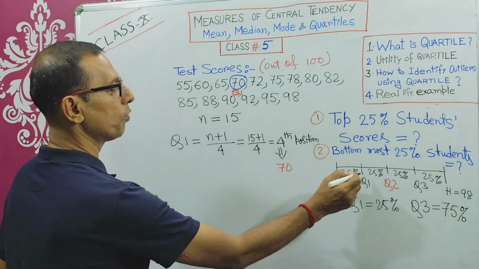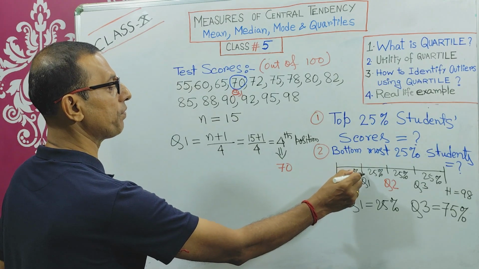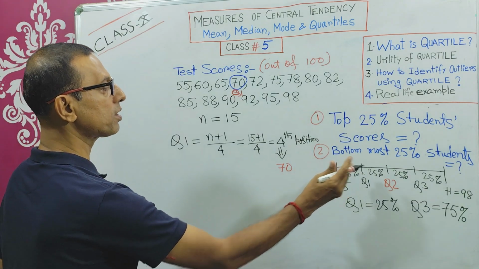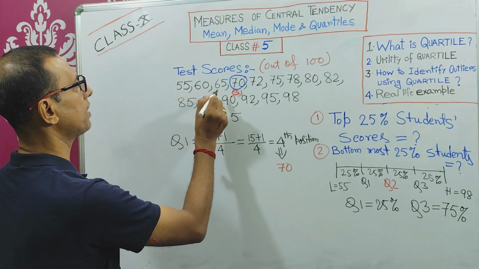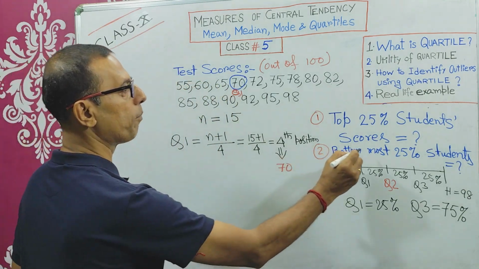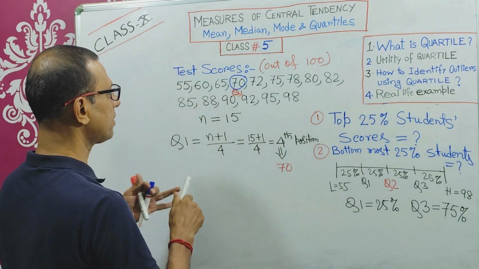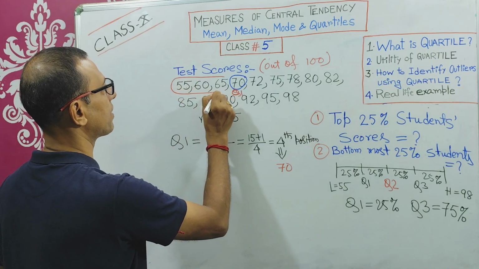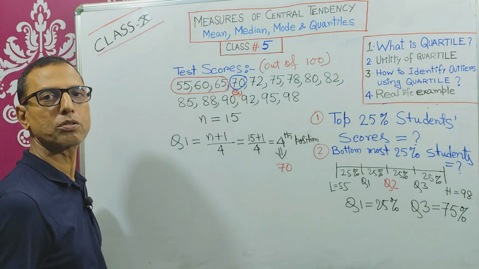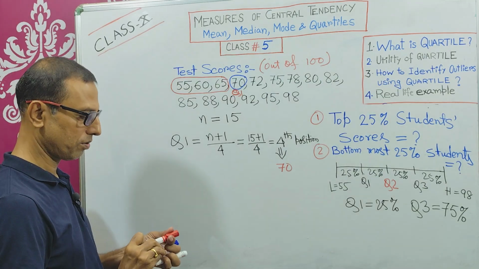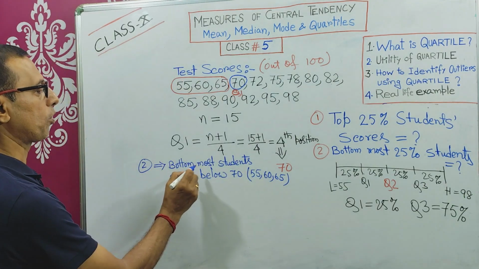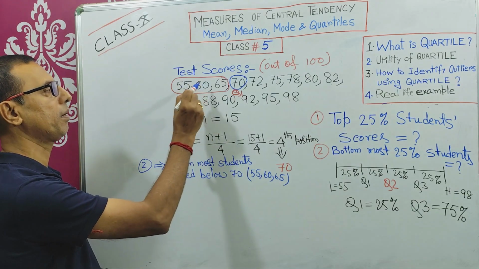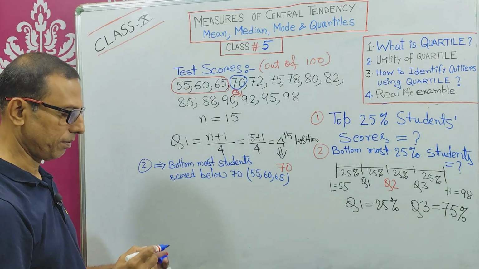So if you identify the Q1, the marks at Q1 is 70. So below 70, that is 55, 60, 70. These are actually the bottommost 25% students. Those who have achieved the scores 55, 60 are the bottommost performing students, right? So bottommost students scored below 70, here it is 55, 60, 65, whatever number it will come here, right? So 55, 60, 65, okay?